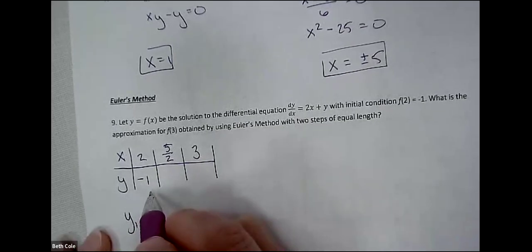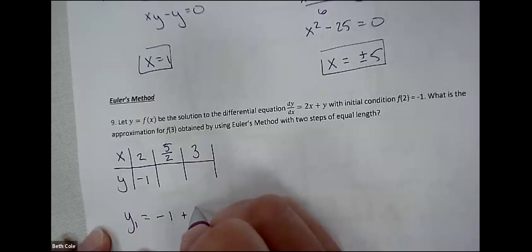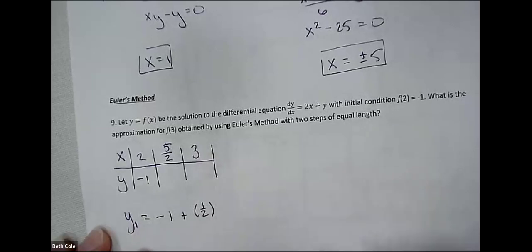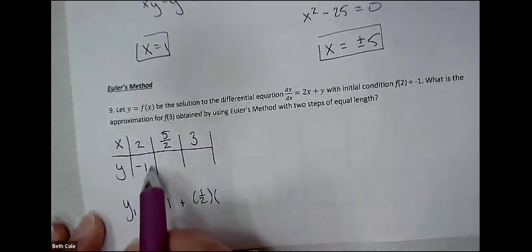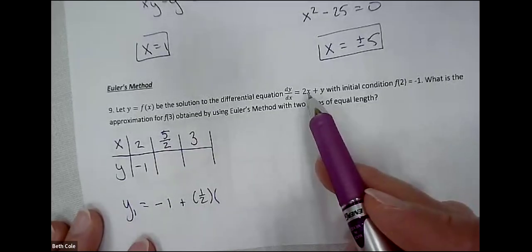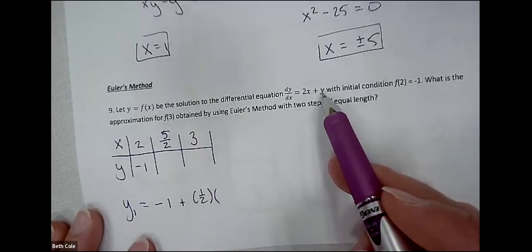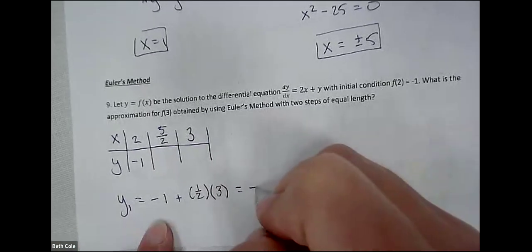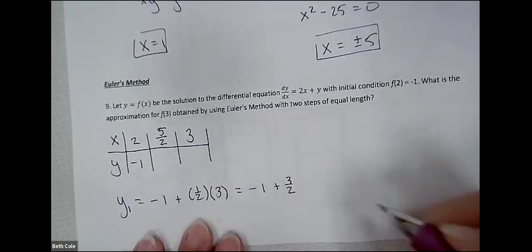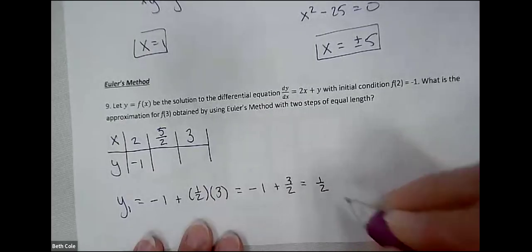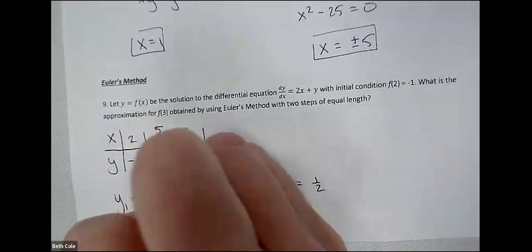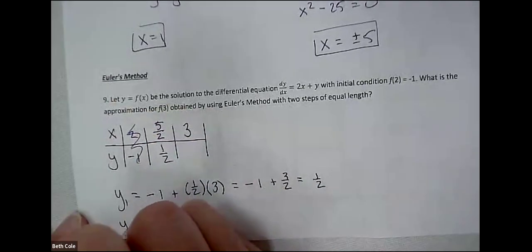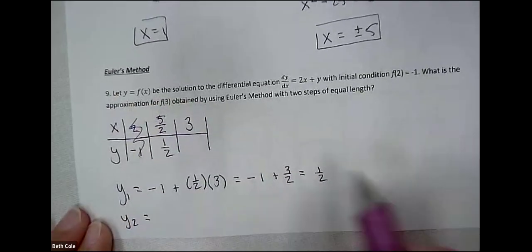But here we go. We're going to take negative 1 plus our step size, which we just said was 1/2, and then the derivative at this previous point. So if I plug in 2 for x and negative 1 for y, I am going to get 3. So this is negative 1 plus 3/2, or 1 and 1/2, and that's going to come out to 1/2. And then we only have to do it one more time. Whatever we get here will be our answer.